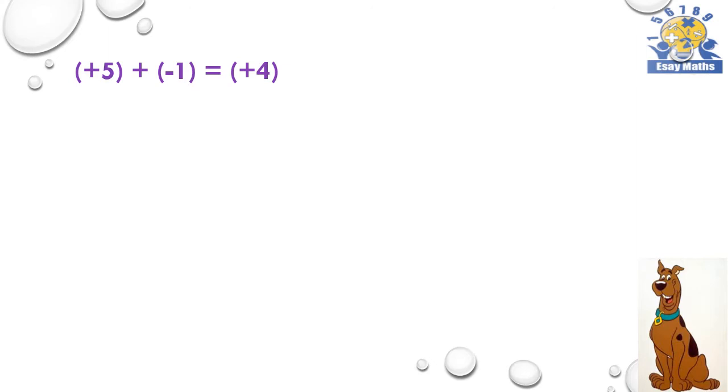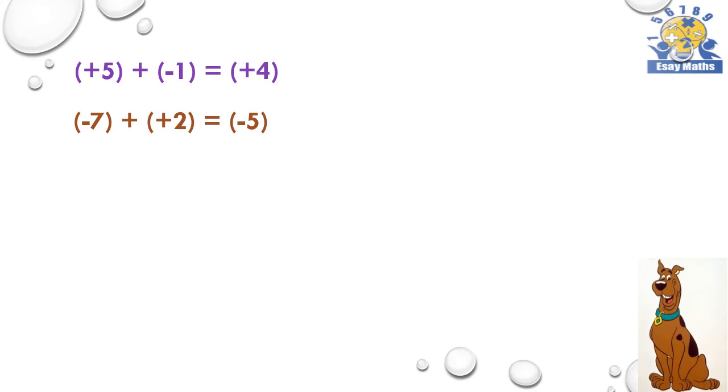Here you can see the directed numbers are with different signs. So it's not a matter. Then 5 minus 1, it's 4. Then the sign of the greatest value is plus. So it's plus 4. Now I'm going to add positive 2 to negative 7.